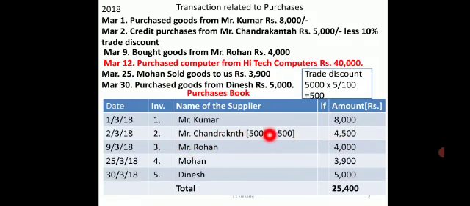So trade discount is never recorded in any subsidiary books. It is not recorded in the books of account, because at the time of purchase or at the point of purchase it is given, so trade discount is not recorded in books of accounts.